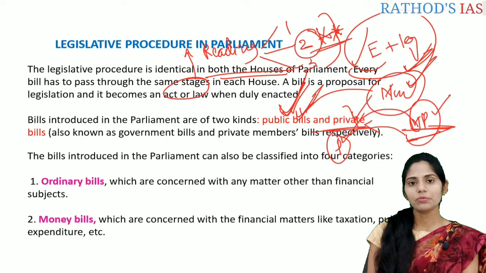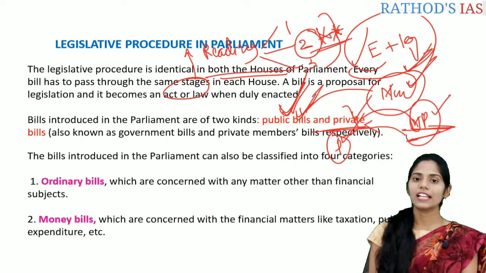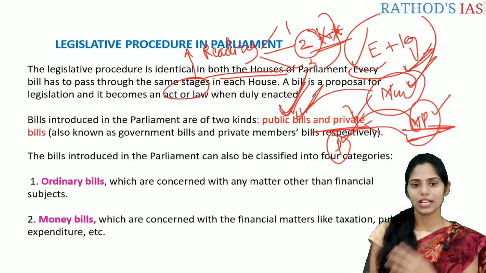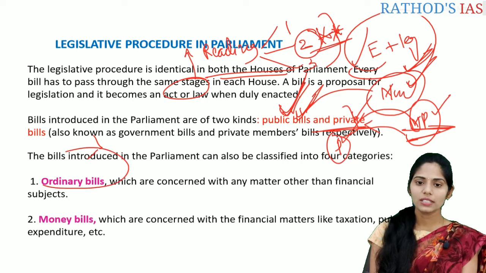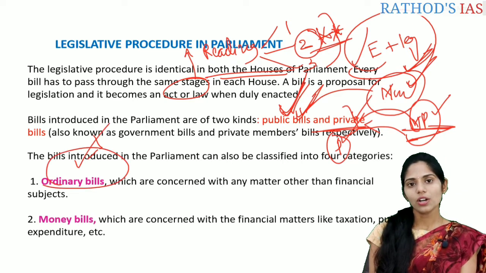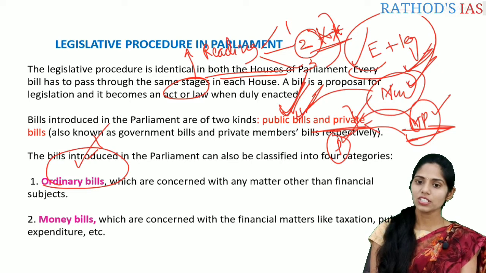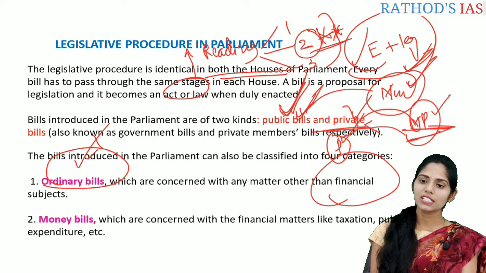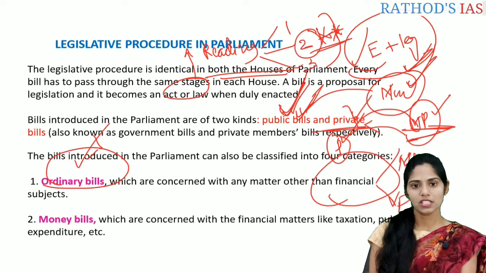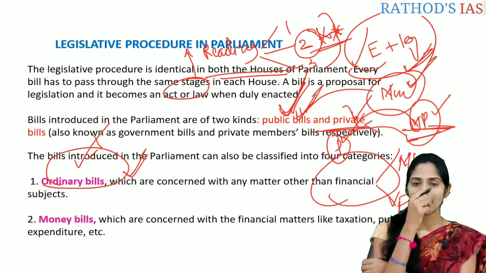And if you see the types of the bills, mainly we are classifying these bills into 4 types. First one is ordinary bills. So these ordinary bills are which are concerned with any matter other than the financial subject. So these financial subjects will come under the money bills as well as the financial bills. So ordinary bills means that they do not relate to finance.